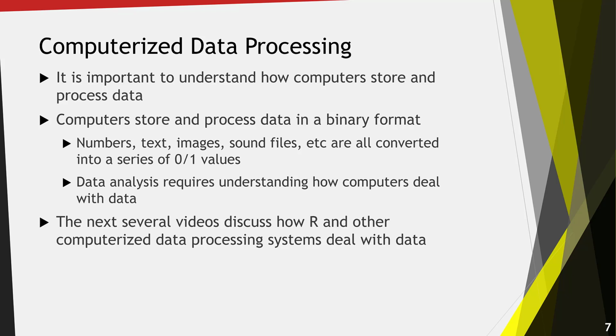Computers aren't like humans. They store and process data in a binary format. So everything that they deal with, numbers, text, images, sound files, they're all converted to a series of 0-1 values that the computer then knows how to process. Data analysis requires understanding how computers deal with these different types of data. So in the next several videos, I'm going to discuss how R and other computerized data processing systems deal with all these different types of data.